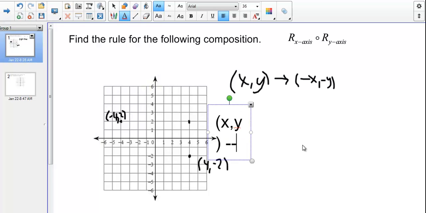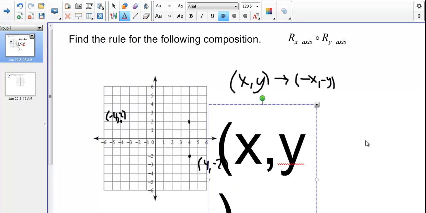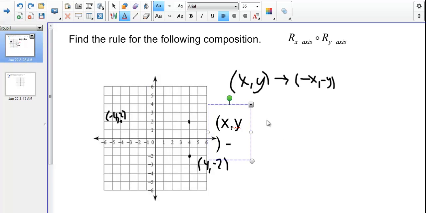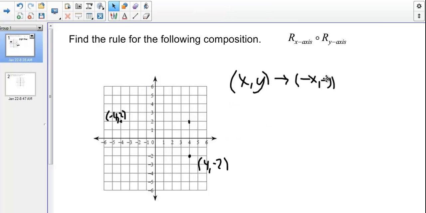If I reflect over the x-axis, then I would make the y-coordinate negative. And if I reflect over the y-axis, I would make the x-coordinate negative, which results in what we got here.